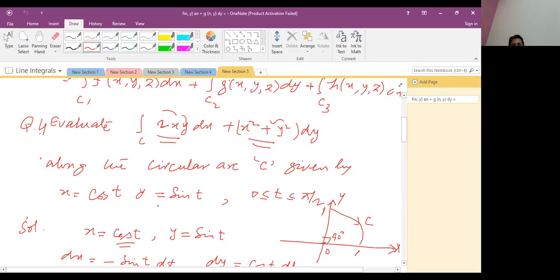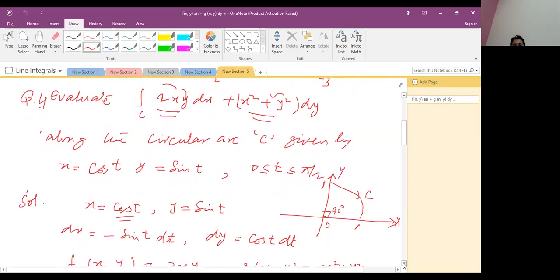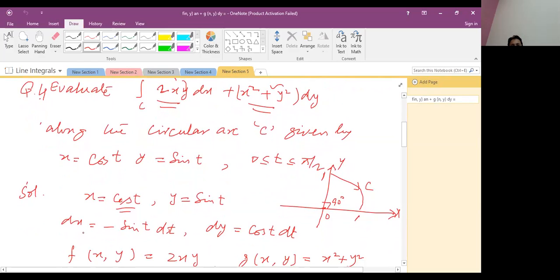Now start from the question, then we find the solution. We write the parametric equation x is equal to cos t and y is equal to sin t. Then you find the derivative with respect to t, and with respect to t, dx over dt and dy over dt is this.